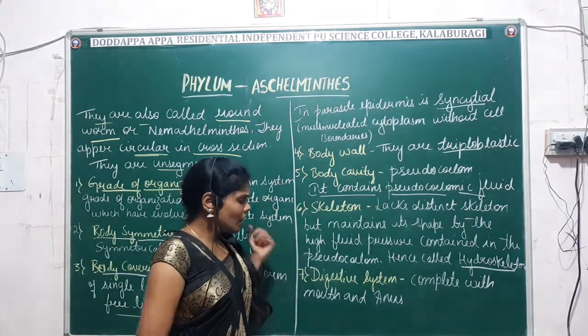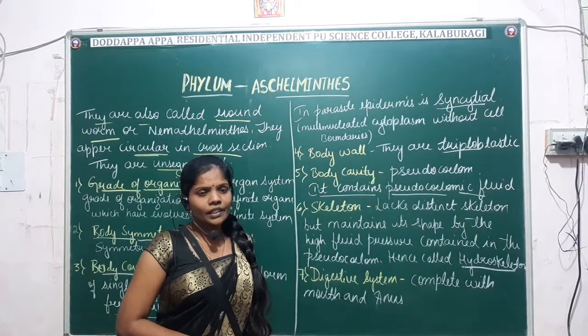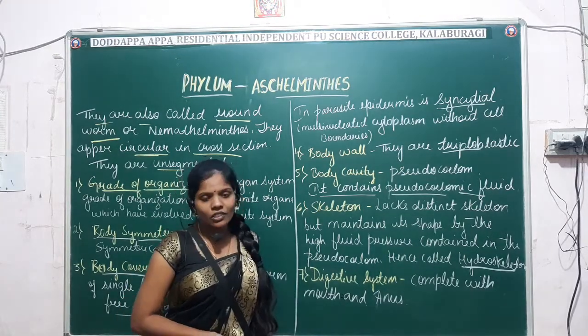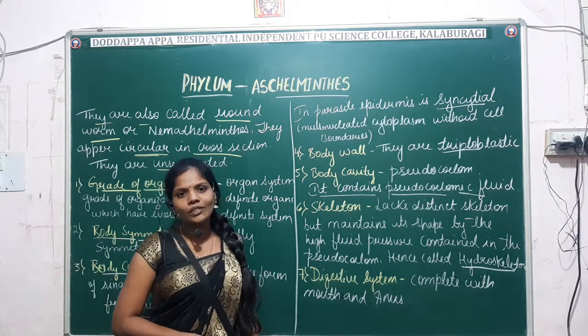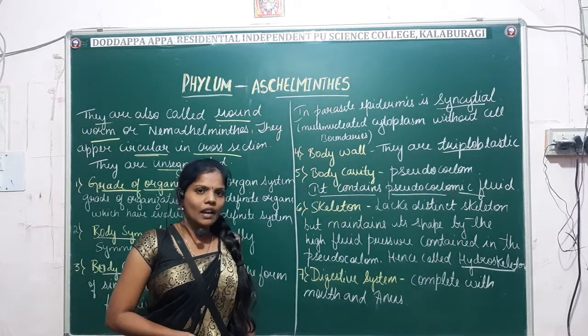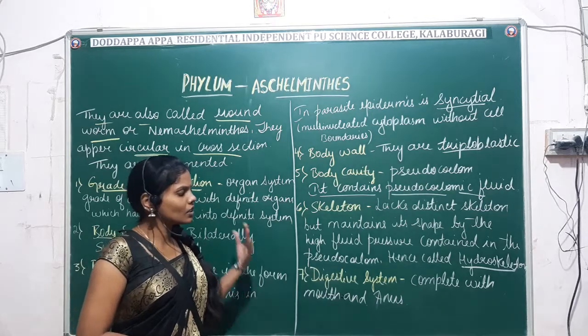Then what about the digestive system? In Aschelminthes, the digestive system is complete, with the mouth and the anus, two openings present at two separate ends. These are the characteristic features.